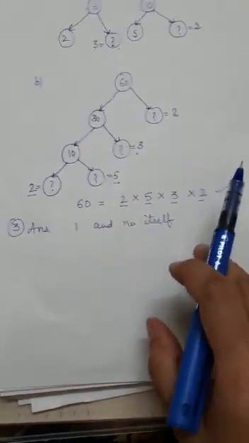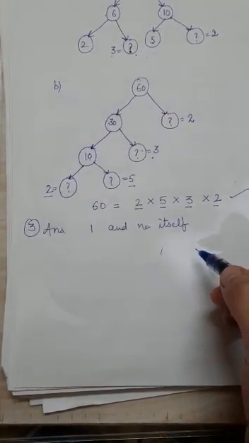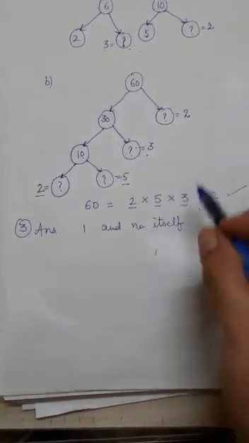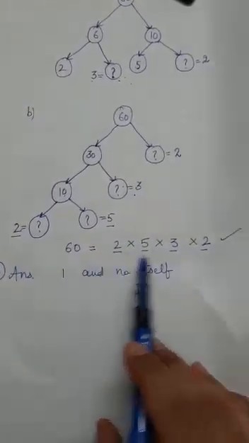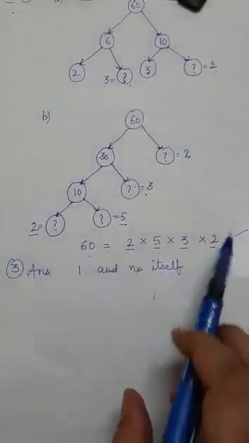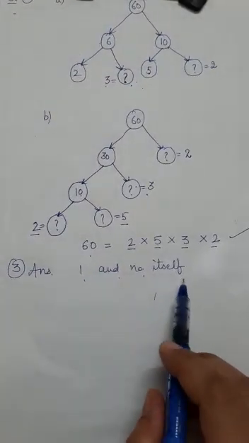Now come to question number 3. Question number 3 is, what factors are not included in the prime factorization of a composite number? Now in the prime factorization, as you can see, here we have done the prime factorization of 60. So here which factors are not included? 1 and the number itself.